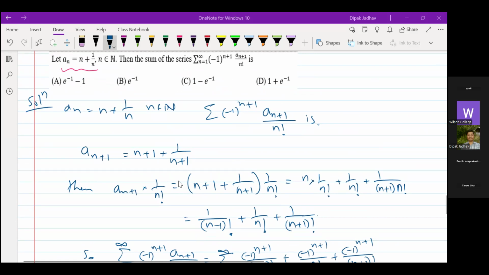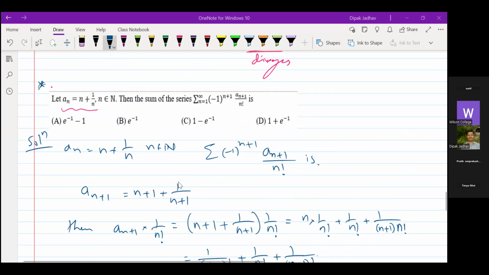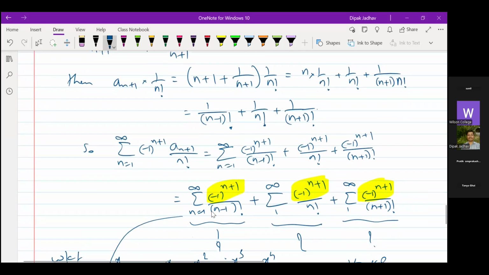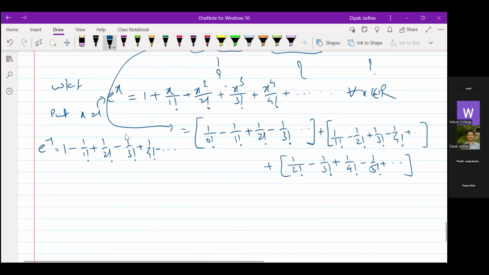Option A, B, C, D. The answer is D. So all of you please check. Just have to go on adding. You have to use this expansion and see what is the sum of the first bracket, second bracket, and third bracket, and add. That will give you the answer.